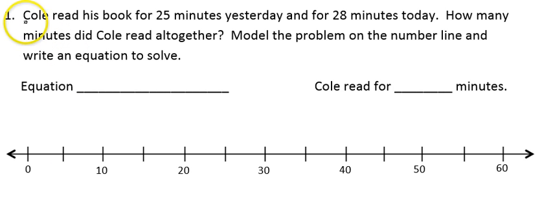So if I go back to the problem, he read 25 minutes yesterday and 28 minutes today, and we need to find out how many minutes he read altogether. I'm going to start on the number line at 25 minutes. I can see the number line has marks for 20 and 30, so 25 would be right between those. And now I'm going to hop along the number line 28 minutes to find the total.